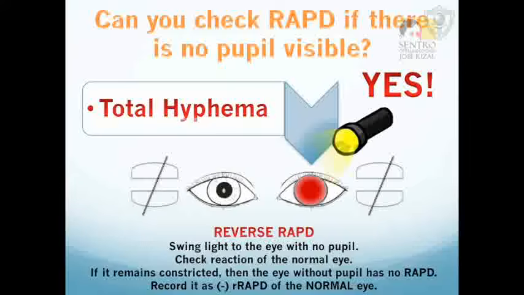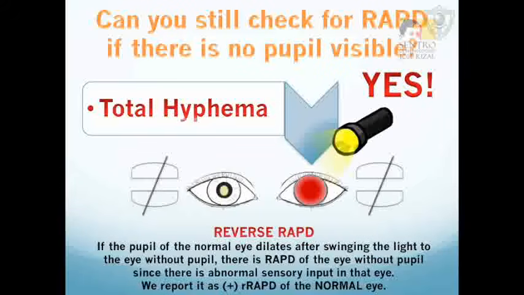If the pupil of the normal eye dilates after swinging the light to the eye without pupil, there is RAPD of the eye without pupil since there is abnormal sensory input from that eye. It is reported as positive reverse RAPD of the normal eye.